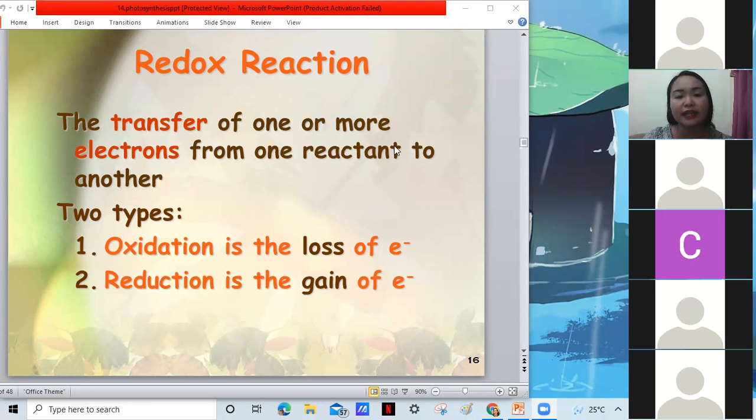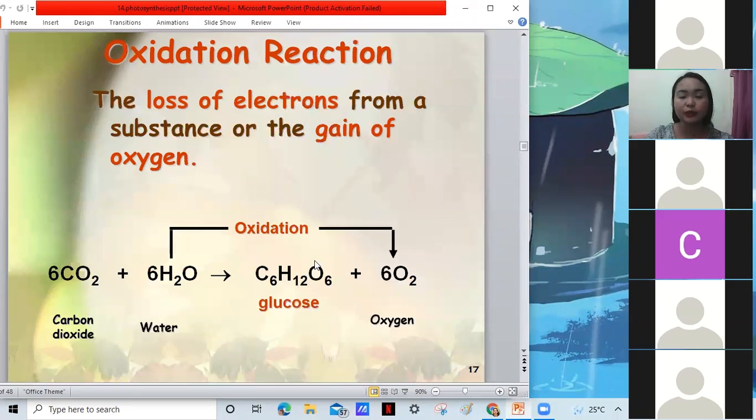So again, redox reaction or the transfer of one or more electrons from one reactant to another. So this was explained well during the video presentation.